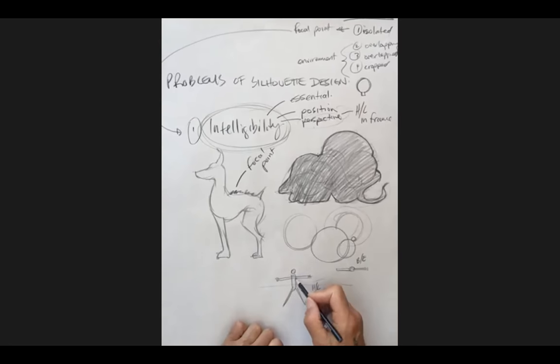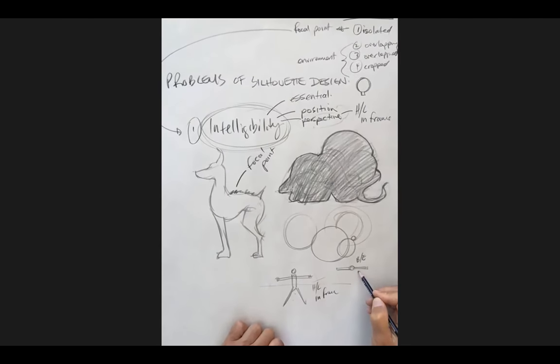Now, if that character is lying on the ground, in the same pose, now that's a great position for that character in a bird's eye view, or a great silhouette for that character in a bird's eye view. But if you're trying to show that same character with the camera lying on the ground, that's what that thing looks like. Okay, so it's contextual.